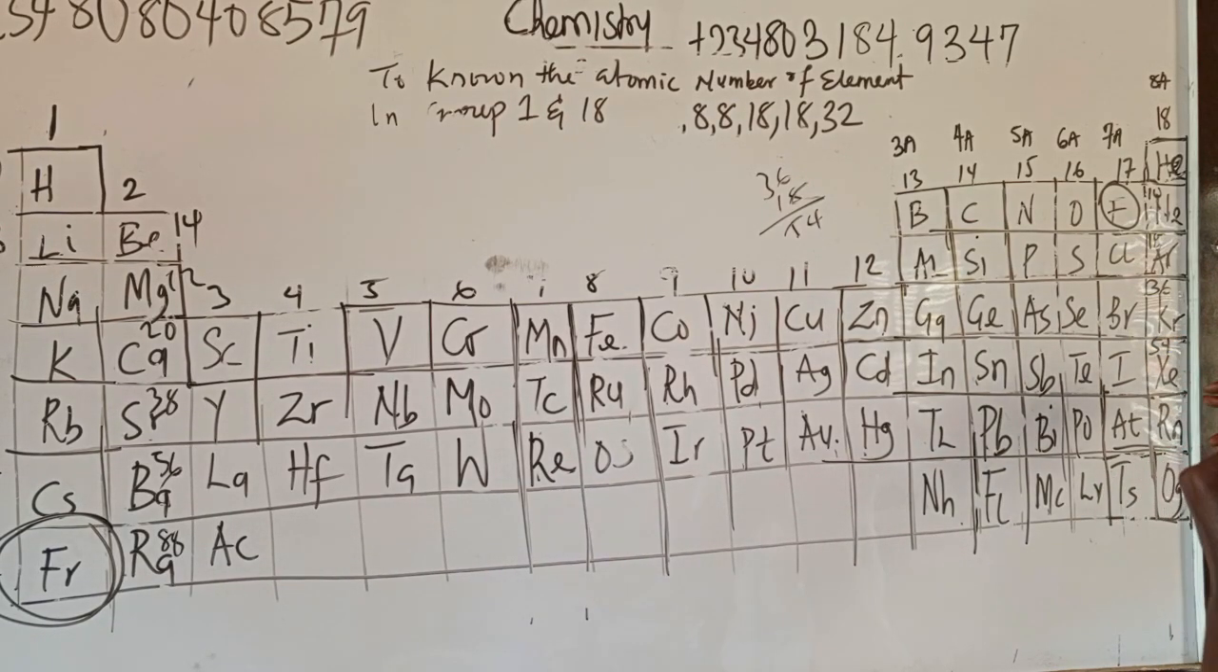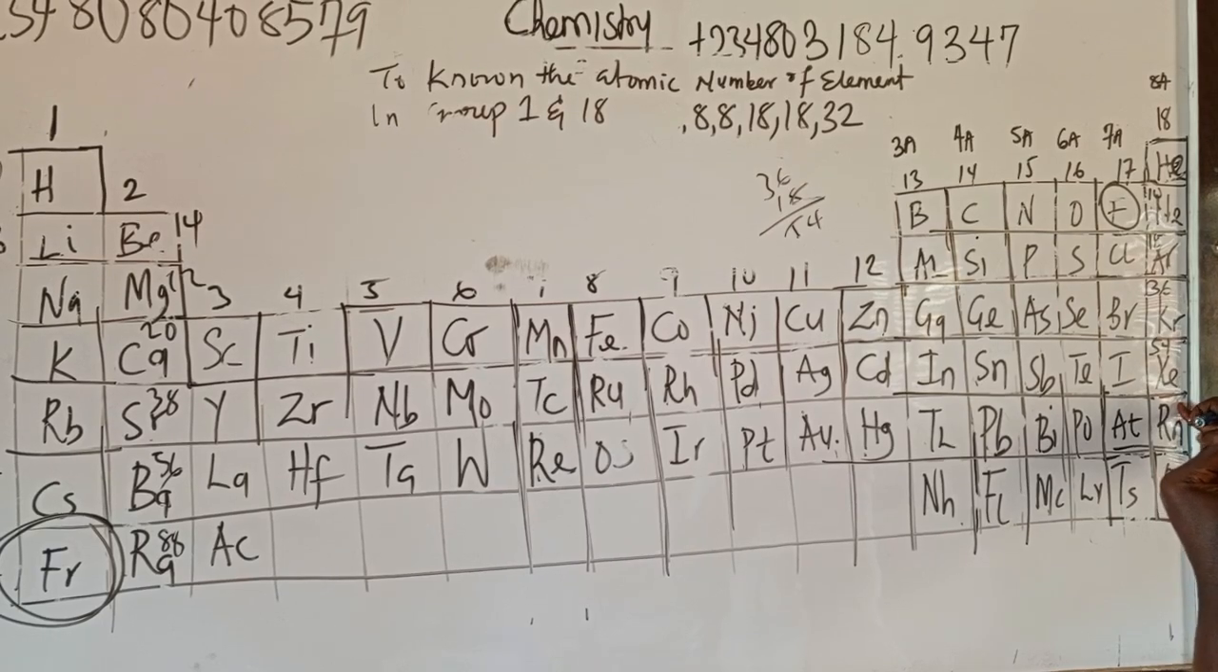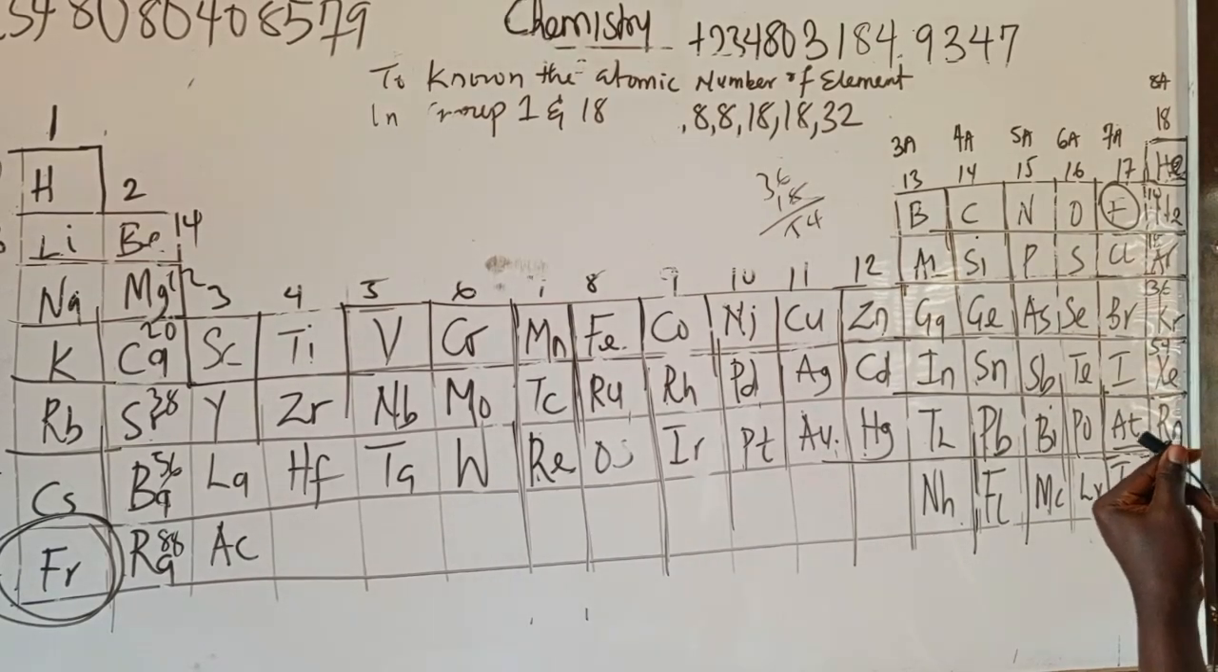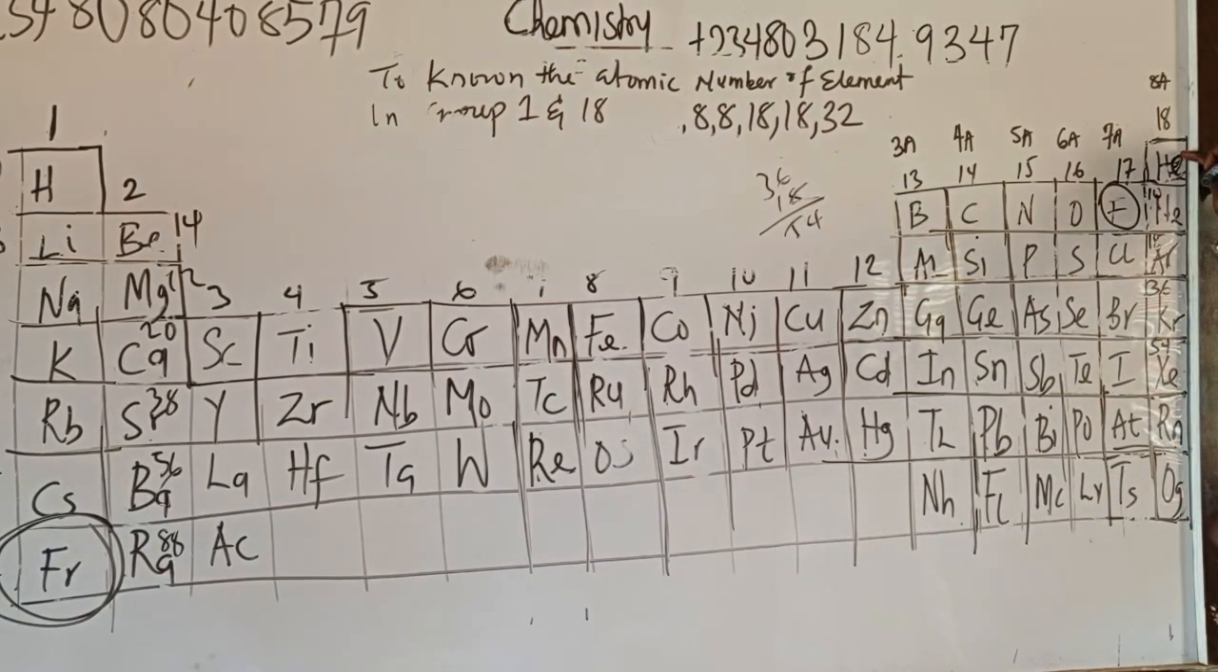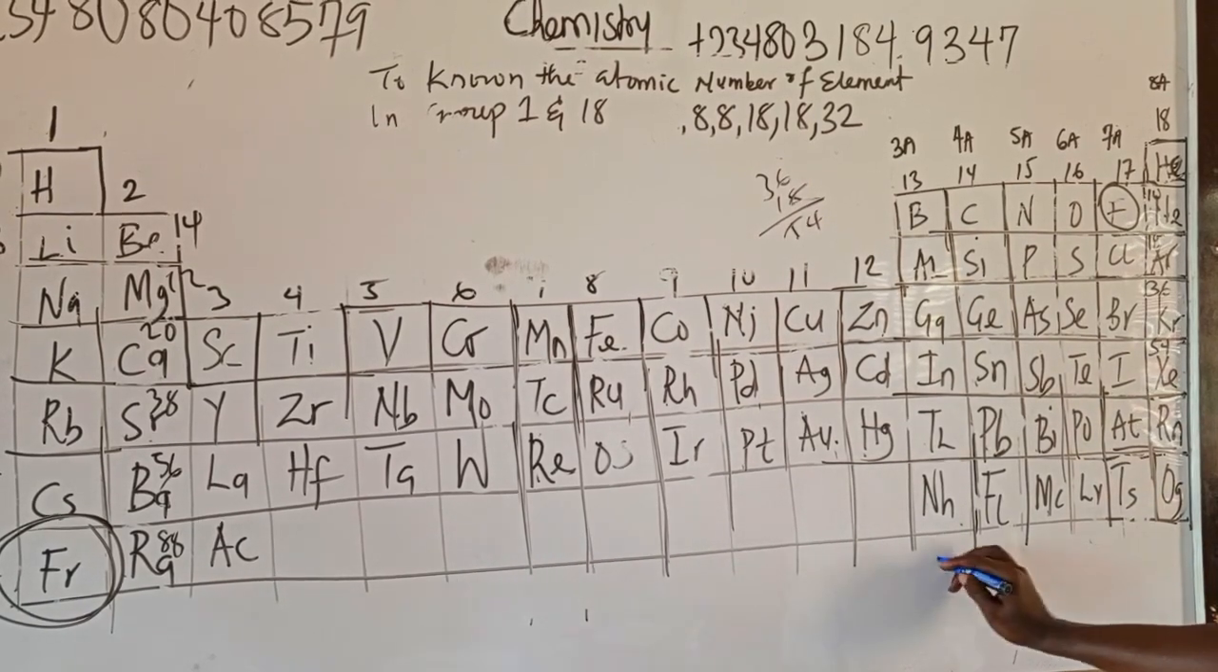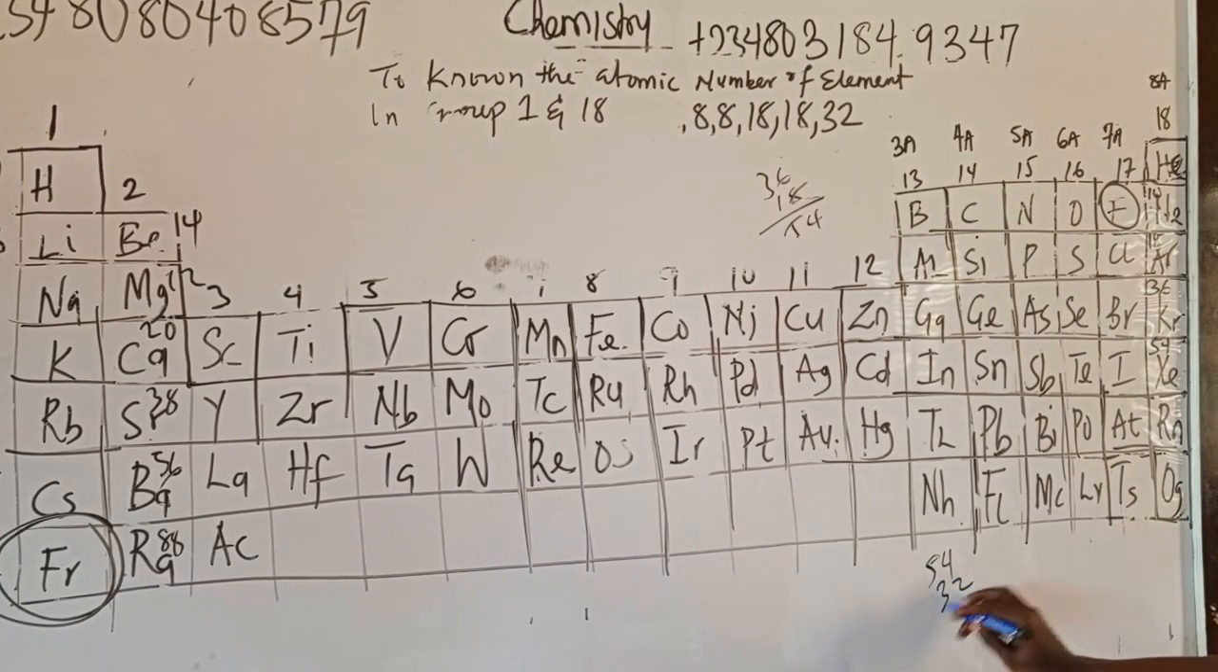Then add 32 to this. You get atomic number of... I'm coming. You have to add 8, add 18, add 18. You have 54. Then add 32. If you add 32 to 54, you have 86.